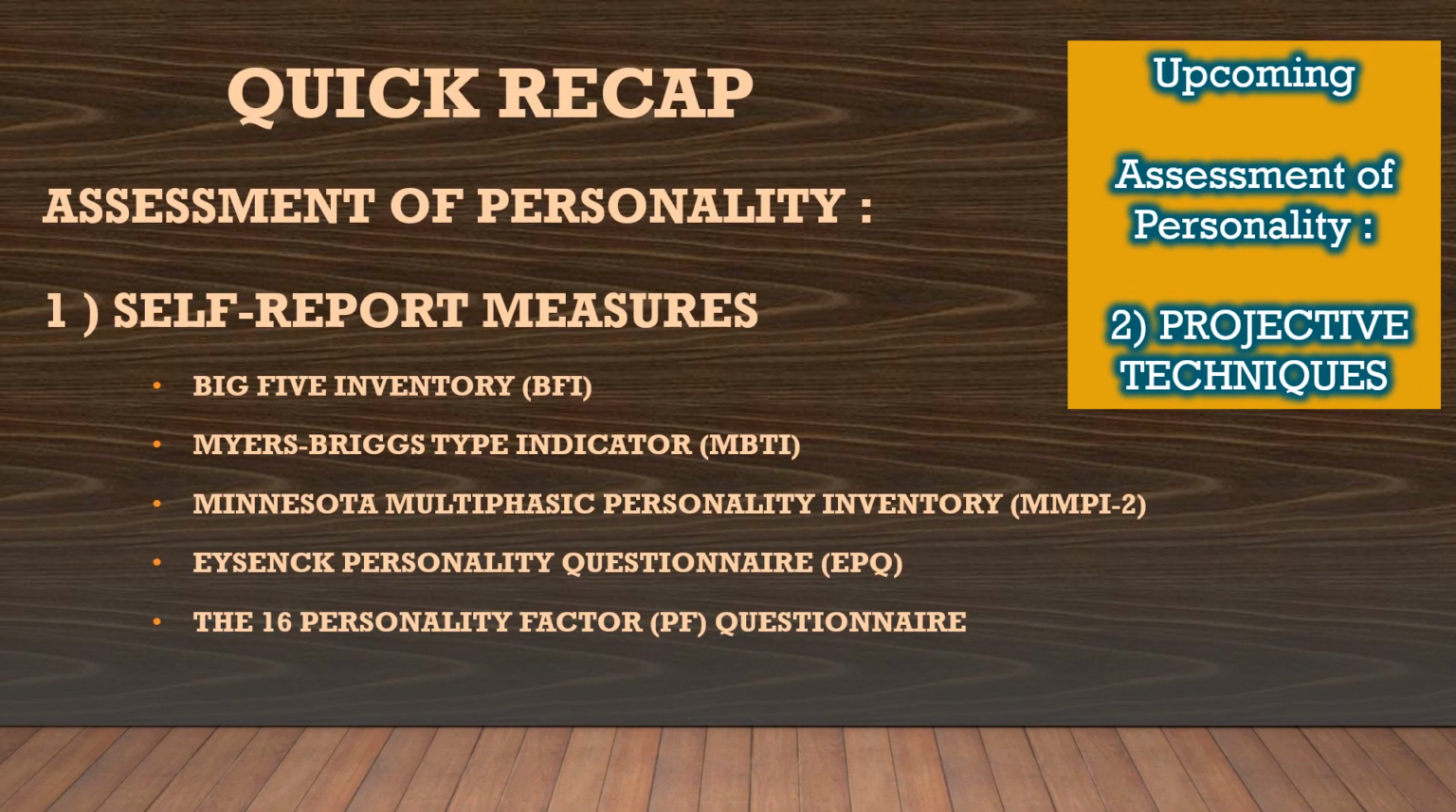Now let's have a quick recap on what we have learned. In the assessment of personality, we have learned the self-report measures, and it includes Big 5 inventory, Myers-Briggs type indicator, Minnesota multiphasic personality inventory, Eysenck's personality questionnaire, and the 16 personality factor questionnaire. The second assessment of personality is projective techniques that we will learn in the upcoming video.